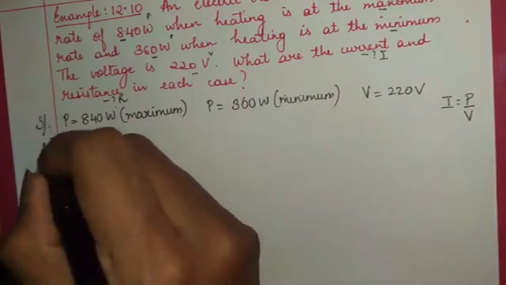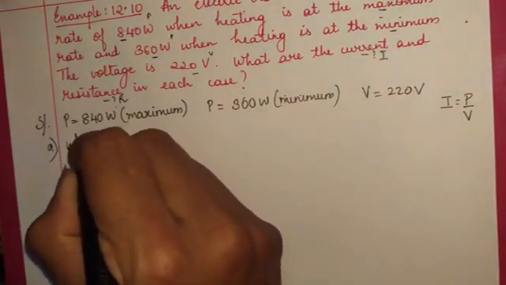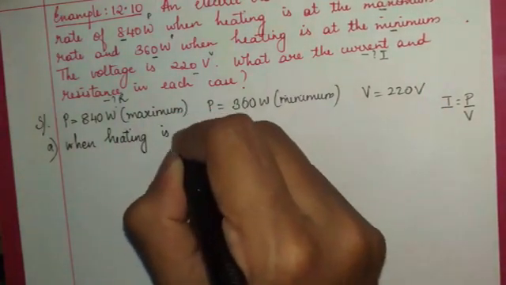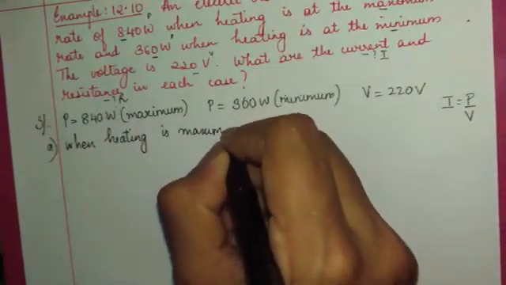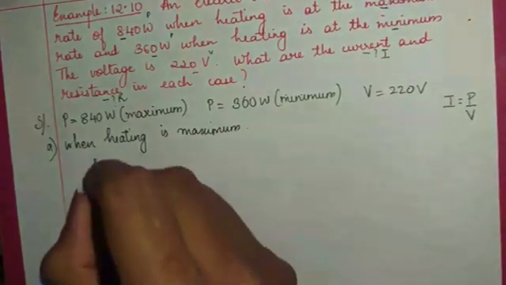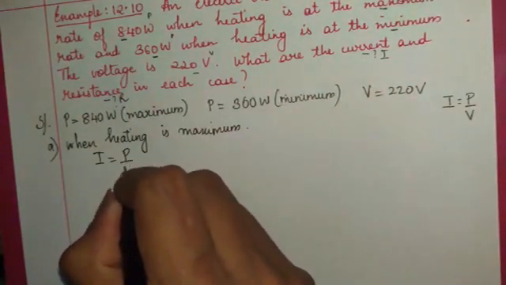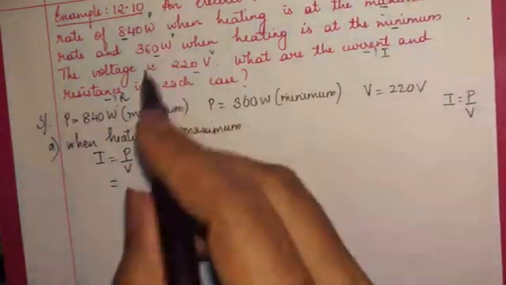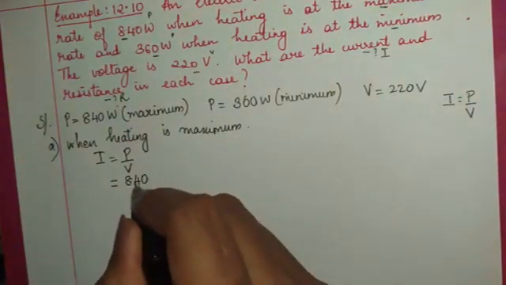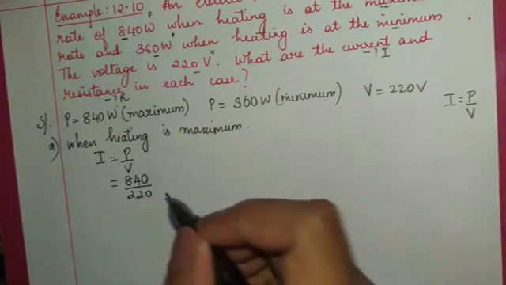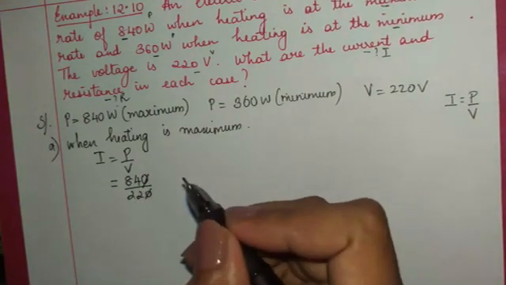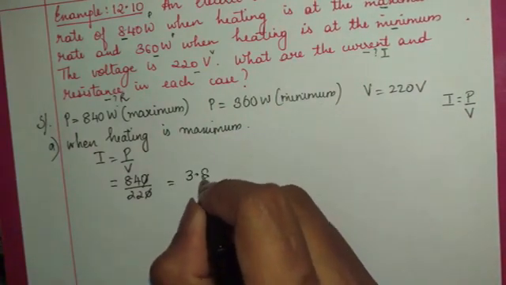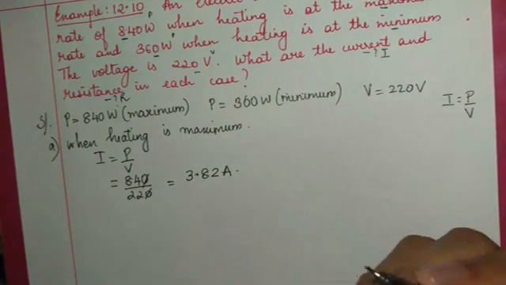So let us take the first case, when heating is maximum. Okay, I is equal to P upon V. That means I is equal to, very simple and straightforward, 840 upon 220. You cancel with a 2 table, divide and get the answer. You will get it as 3.82 amperes.